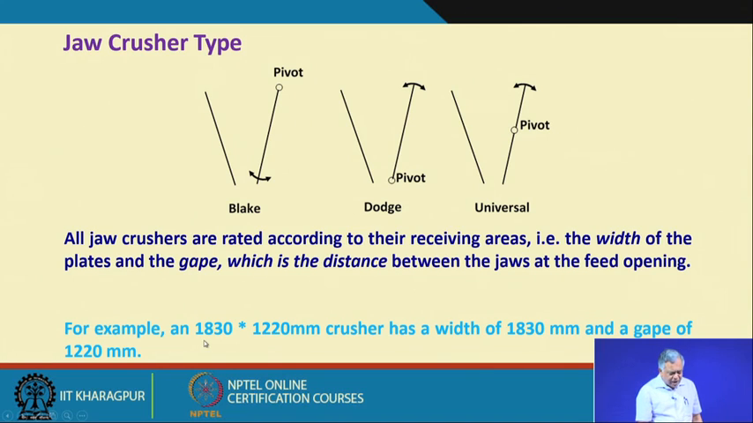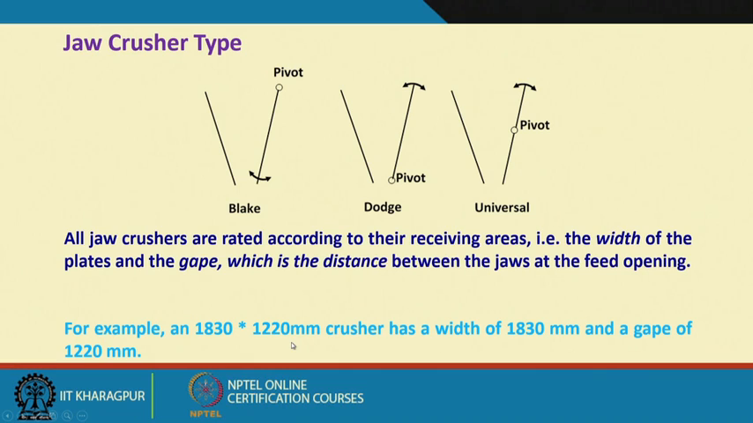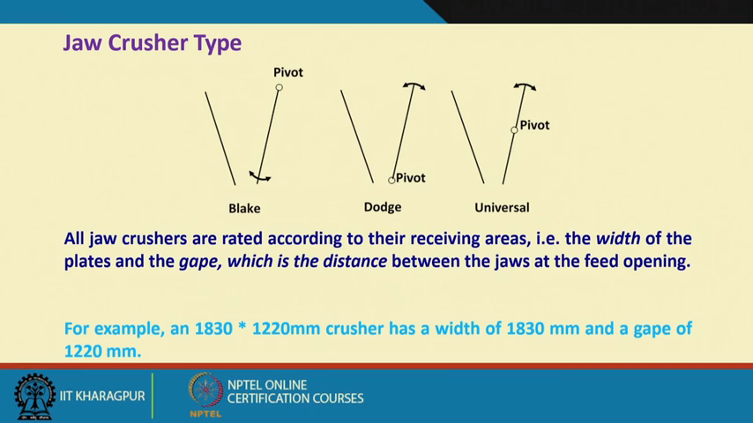So, for example, when we designate a jaw crusher, we write it like this: 1830 by 1220 millimeter crusher. What is the meaning of that 1830 by 1220? That means it has a width of 1830 millimeter and a gap of 1220 millimeter. Many times when you look at the specifications of a mineral processing plant, you may be told that it is a 1830 by 1220 millimeter jaw crusher. That means 1830 millimeter is the width and 1220 millimeter is the gap.